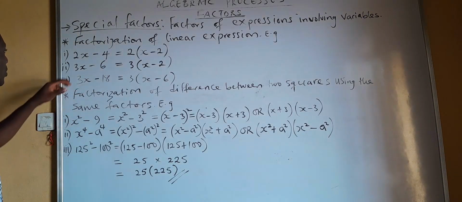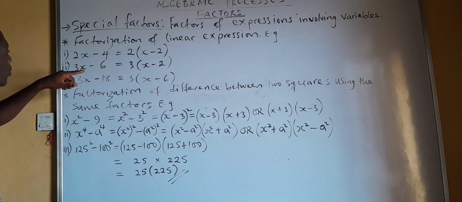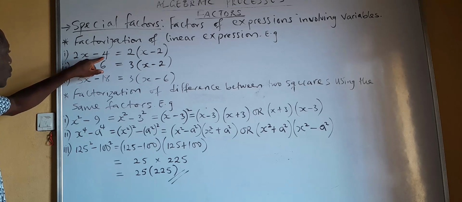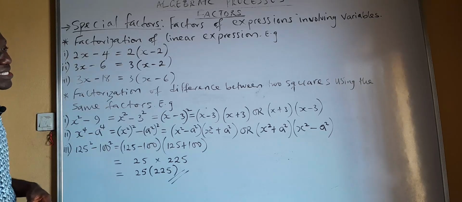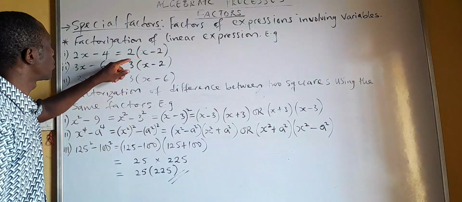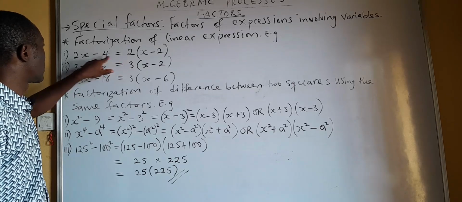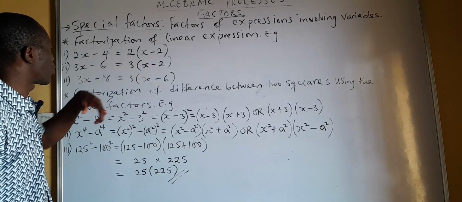If we are to factorize 2x minus 4, we look at this number: 2 is an even number, then 4 is also an even number. Then that means 2 can go in 4. So because 2 can go in 4, that's why we say it is linear. So we now bring the 2 outside, then we say 2 into bracket x minus 2.